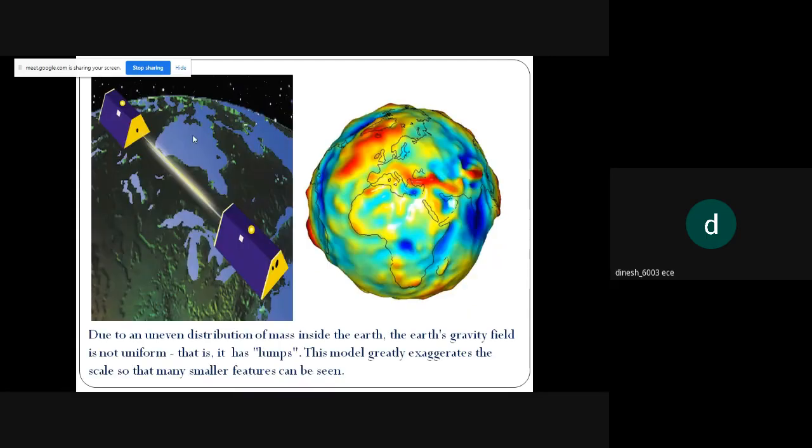This is an example of GRACE, how we took photographs. You can see that due to an uneven distribution of mass inside the Earth, the gravity field is not uniform, so it has lumps. This model greatly exaggerates the scale so that many small features can be seen here. You can see the Earth. This is the African continent. This is the Asian continent, and you can see how Africa looks at some parts. And this is Europe, how it looks.